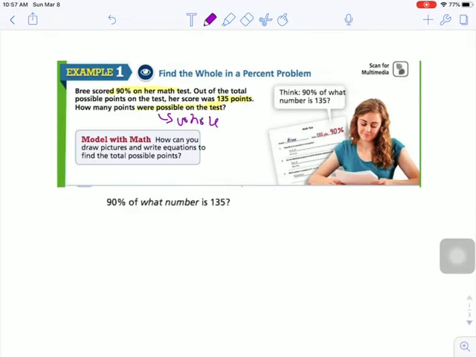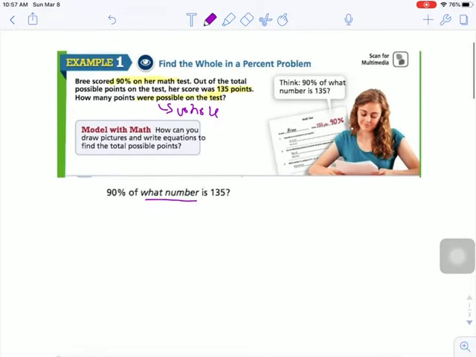We know our part, we know that our part was 135 points, but we want to figure out how many total points the test was really made of. So we want to think about 90% of what number is 135. So the first thing we're going to do here is write this in an equation format. So we have 90%. Then we have of what number?